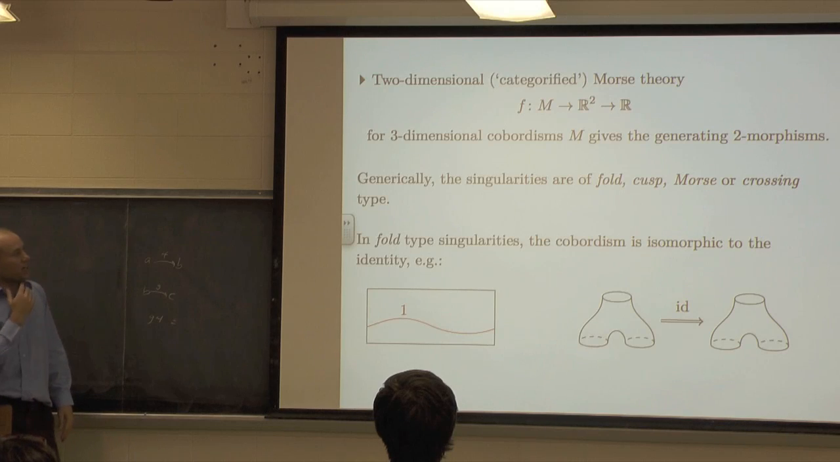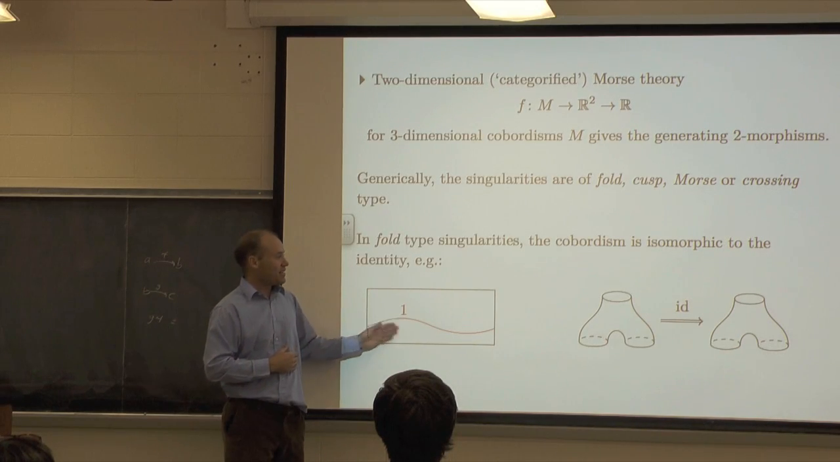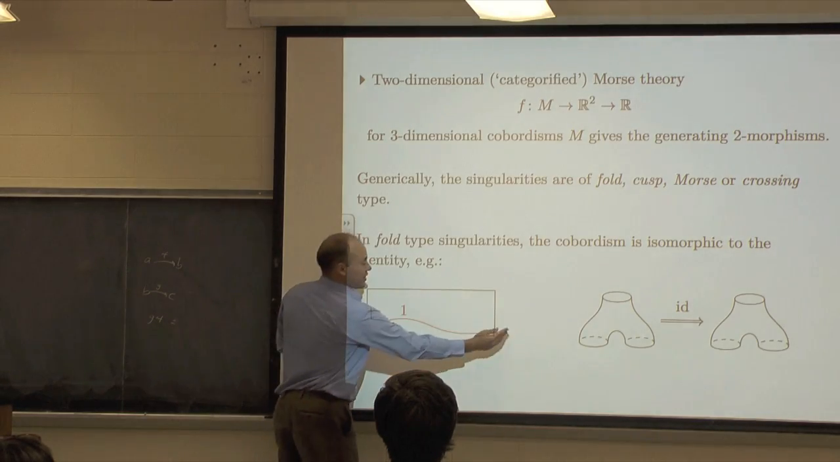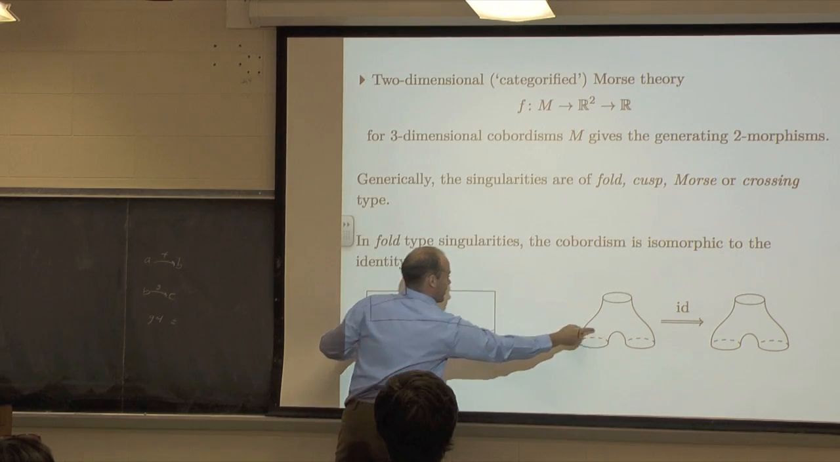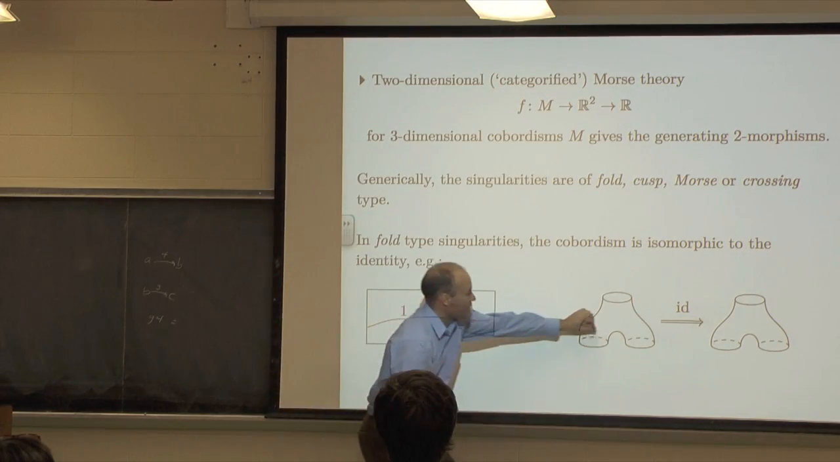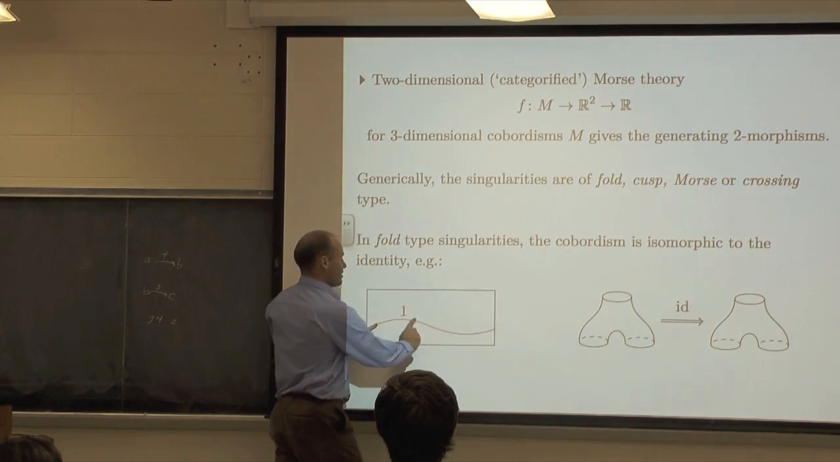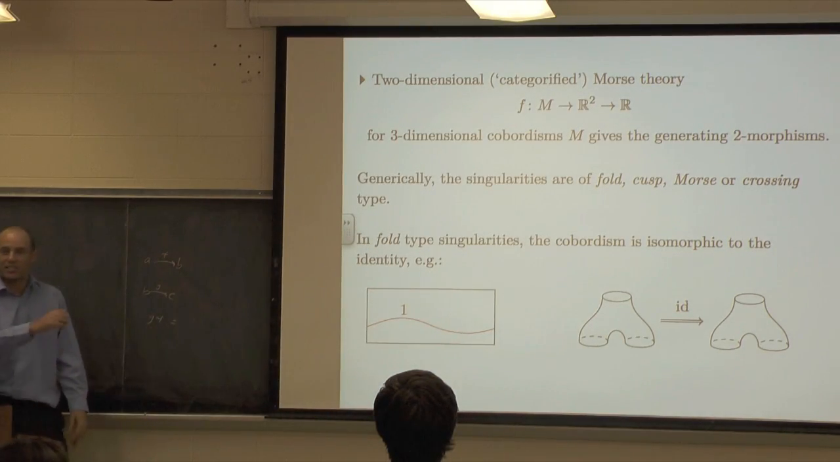In fold singularities, the cobordism is isomorphic to the identity. This is just where the critical point, with time going in this direction now, starts up over there, and then it might move around, so someone might move this up and down a little bit, and end up where it started. So the locus of the image of the singular point traces out a fold.